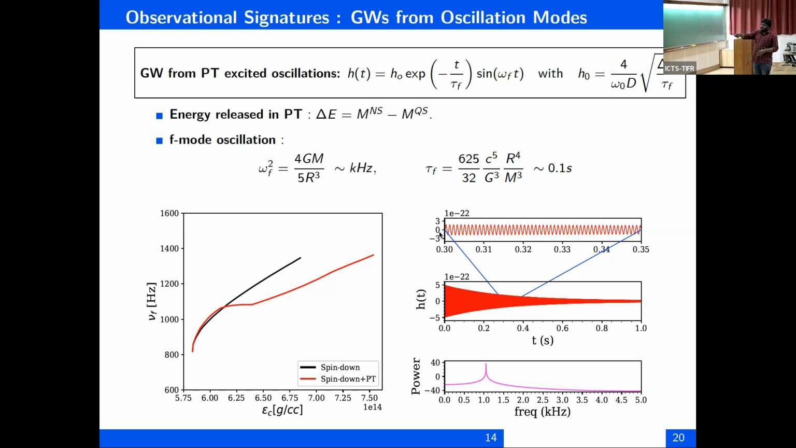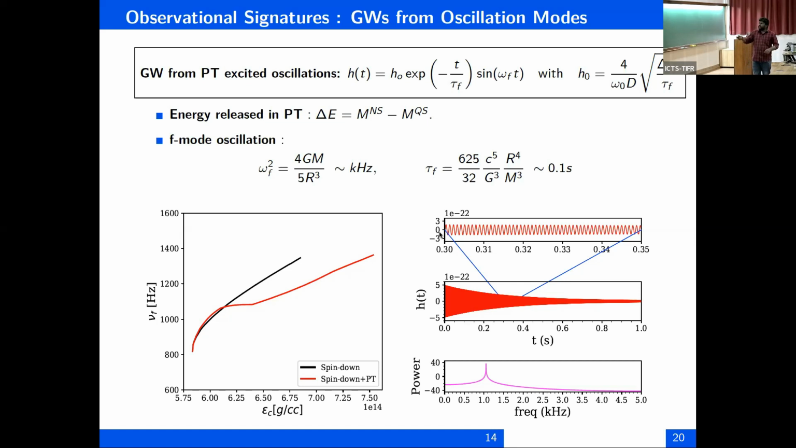So here is the F mode's evolution when there is only spin down, the black curve, and when there is spin down plus phase transition, when quark matter appears. We can see that when the phase transition happens, there is a deviation. By substituting the energy emitted and the oscillation mode frequency at this particular point, when the quark matter appears for the first time, I have estimated the gravitational wave. It looks like that. If we zoom in, we see that there are some features there.